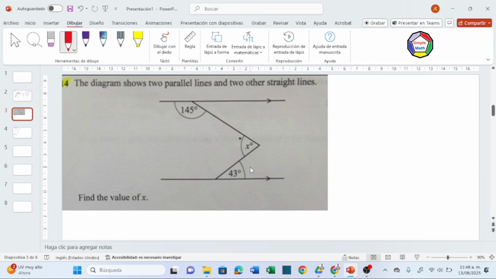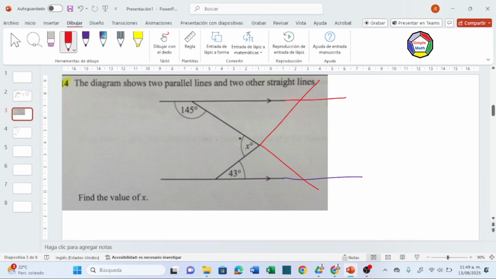So the first thing I'm going to do is extend this line and extend this line, right? Yes, so let's draw more. I will extend this, I will extend this, I will extend this, and I'm going to extend this one. So I have two triangles.